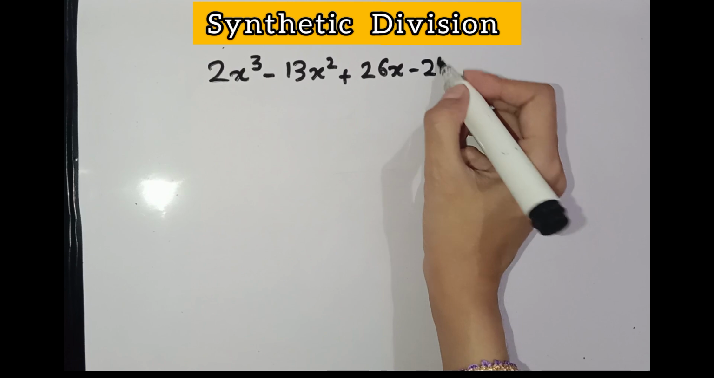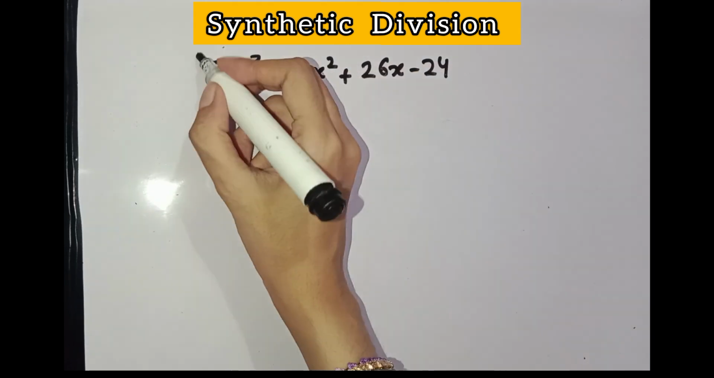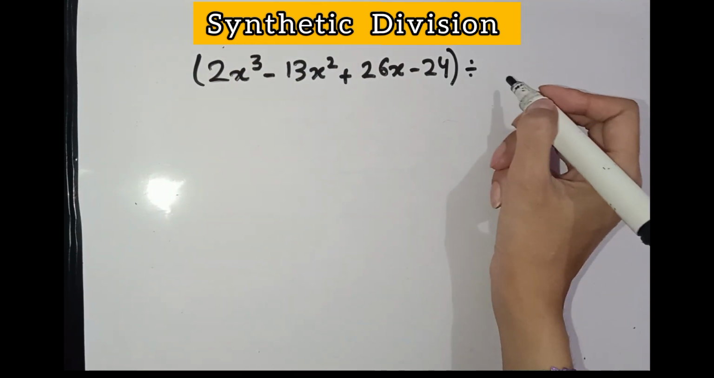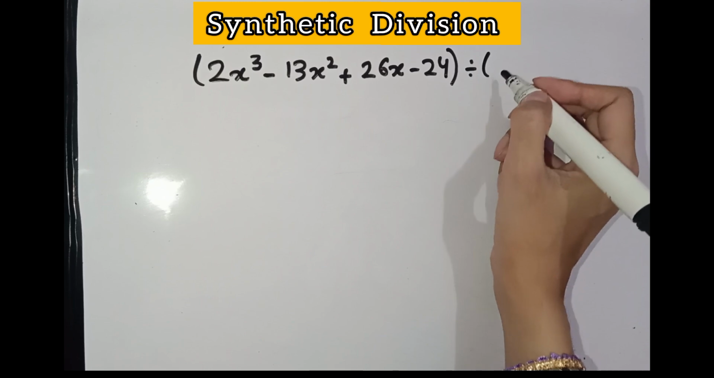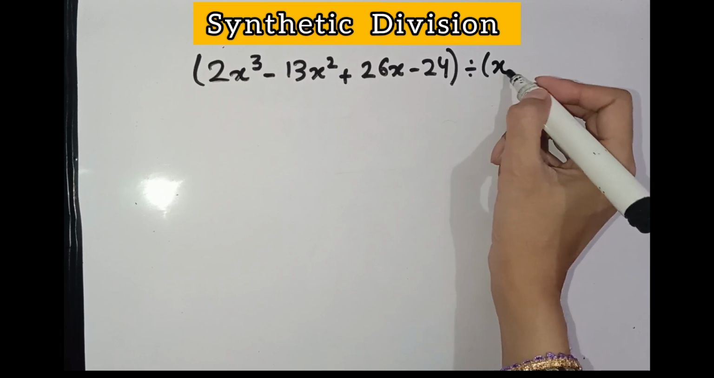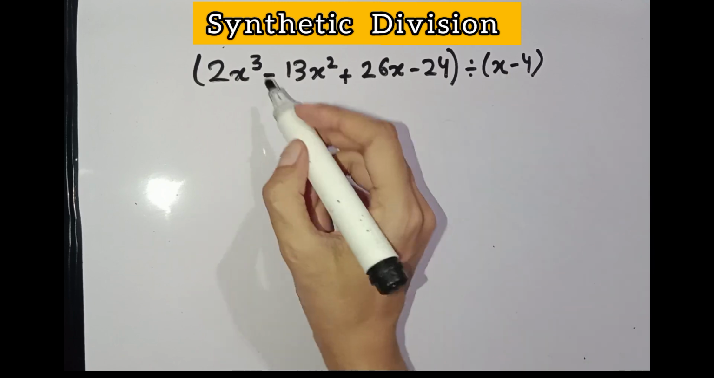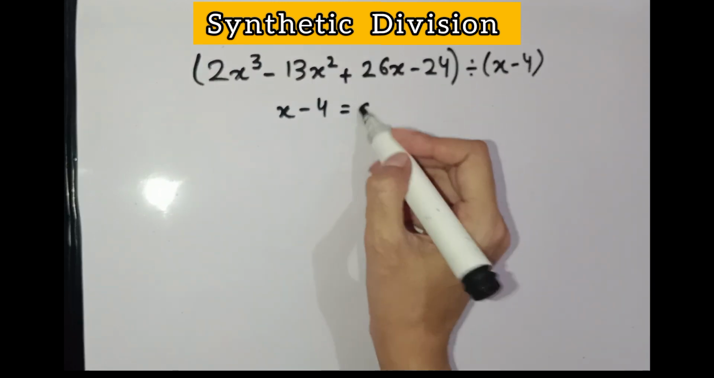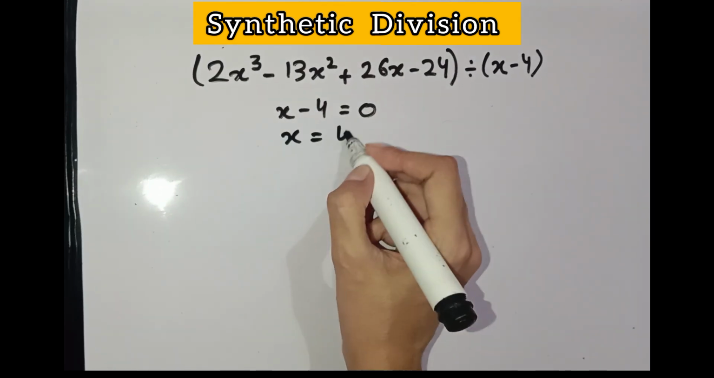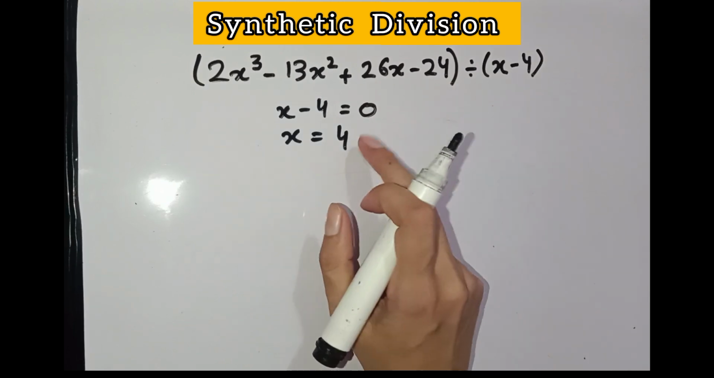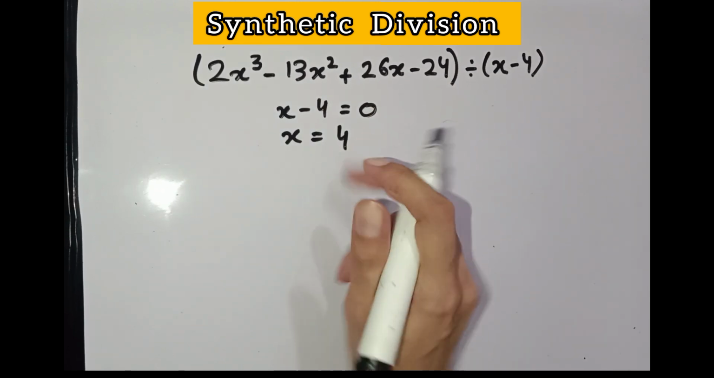Here is our polynomial: 2x cubed minus 13x squared plus 26x minus 24. We have to divide it by the factor x minus 4. By taking x minus 4 and putting it equal to 0, we get x equal to 4. So we are going to divide by 4.